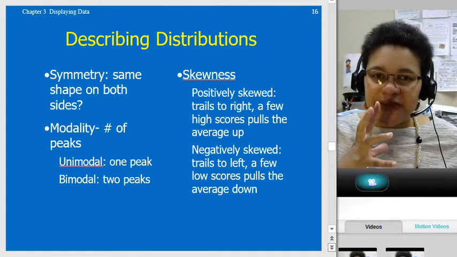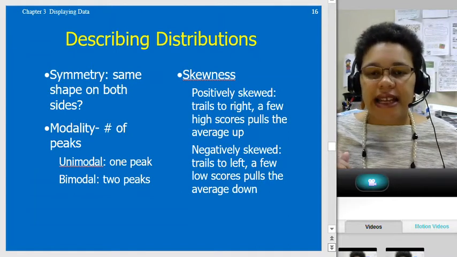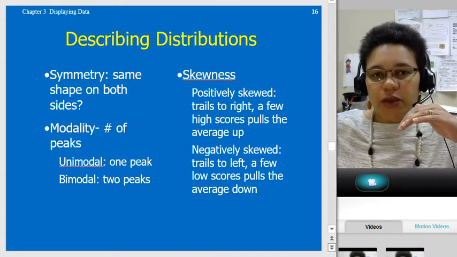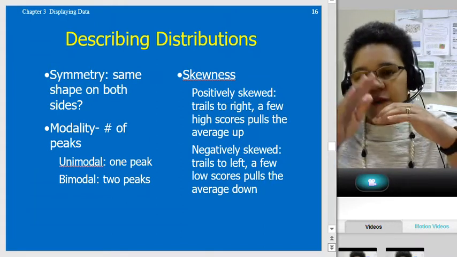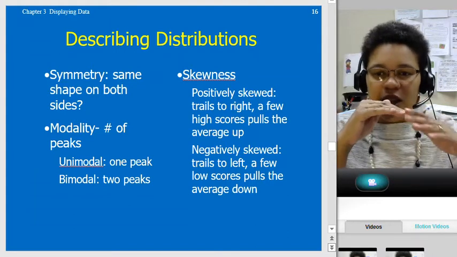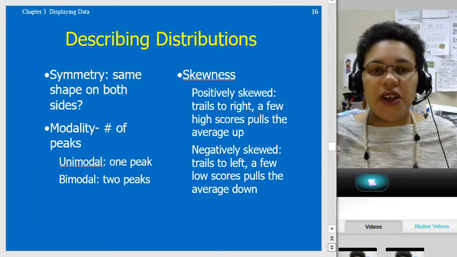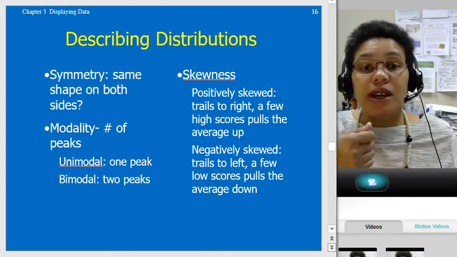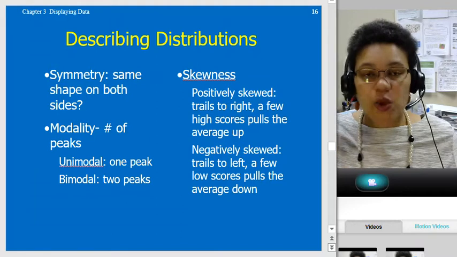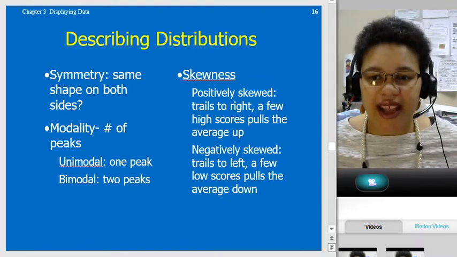It's slightly different in statistical language. Positively skewed means that the tail is going to the right. A few high scores, right? They're mostly low scores, few high scores. The mean would be pulled up by high scores. That's why we say it trails to the right.